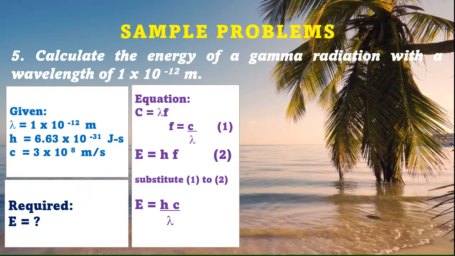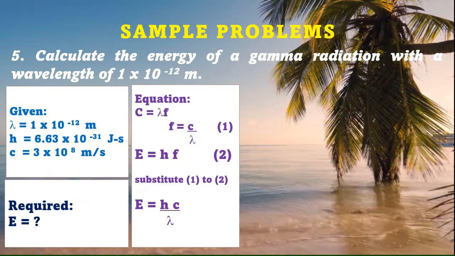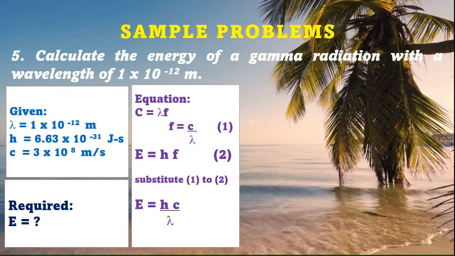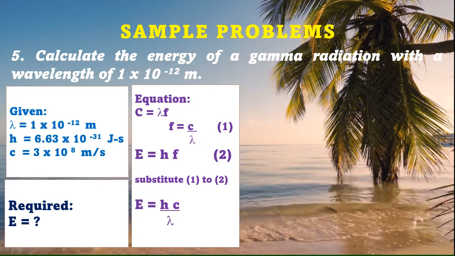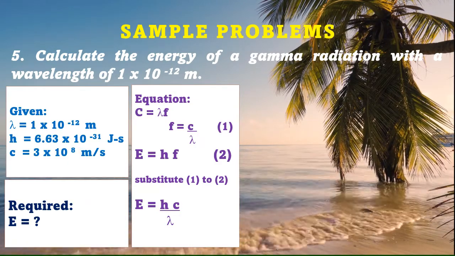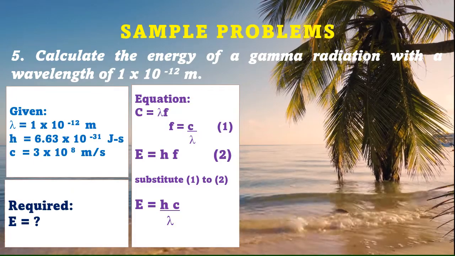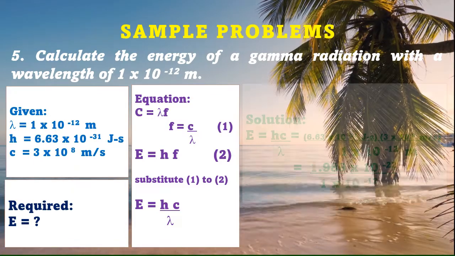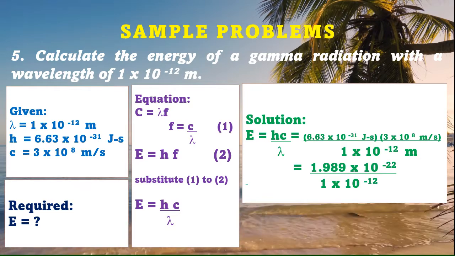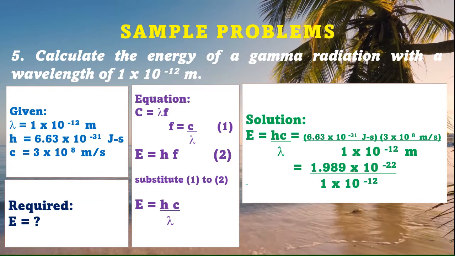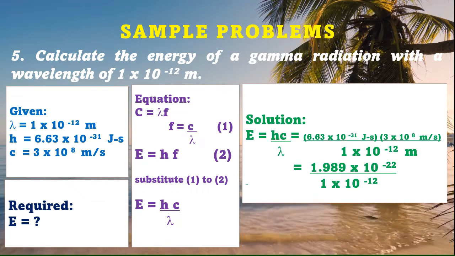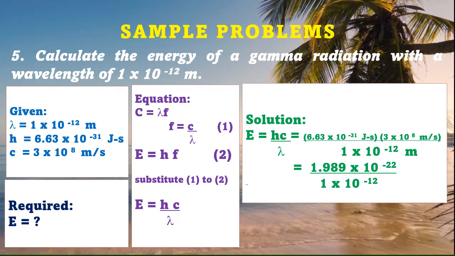And the second equation is energy is equal to Planck's constant times the frequency. We can now substitute equation 1 into our equation 2. Substituting that, we will obtain the following equation. E is equal to h times c divided by lambda. Now, we can substitute 6.63 times 10 to the negative 31 joule second times 3 times 10 to the 8 meters per second divided by 1 times 10 to the negative 12 meters.